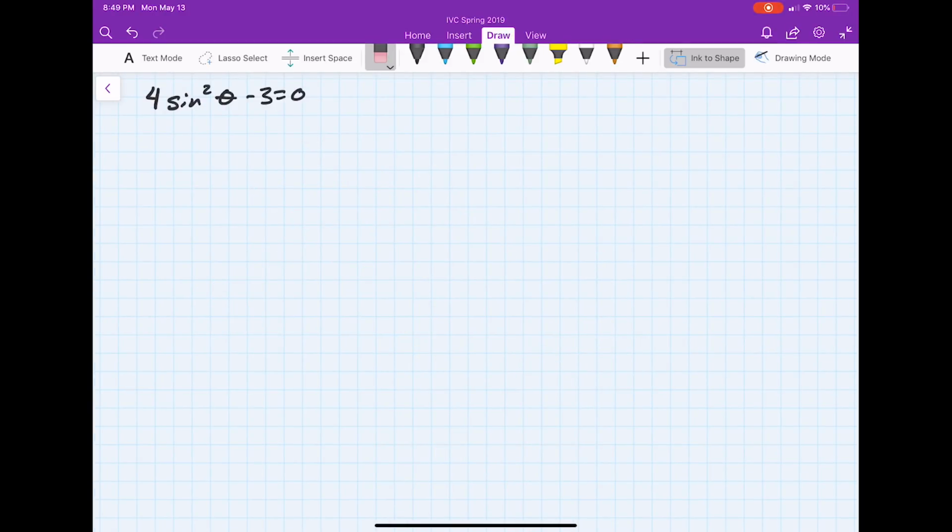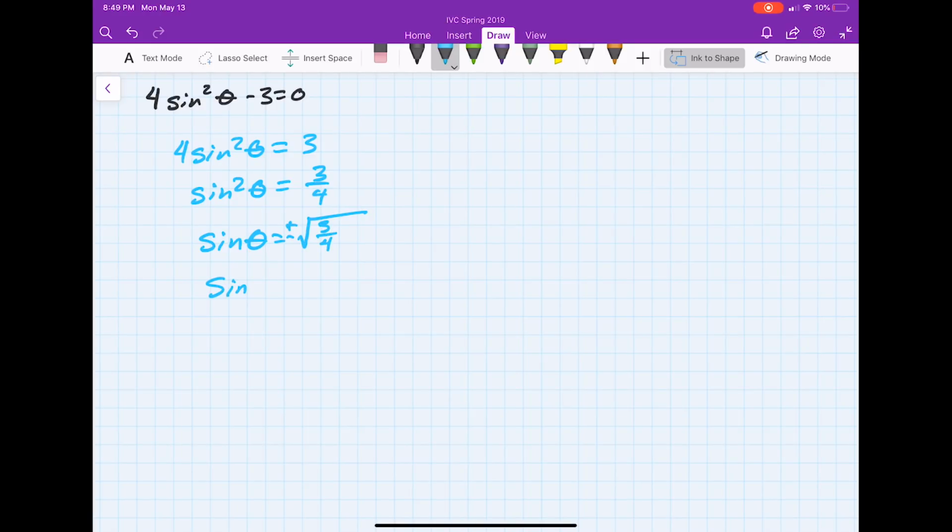Here's another one, a similar idea. We're going to find out where it happens on just one cycle. I missed that in the directions there, but that's what you're supposed to do. So this transitions to 4 sine squared theta equals 3, and then you bring the 4 over, and you end up with sine theta equals plus or minus the square root of 3/4. Well, that reduces to sine theta equals plus or minus the square root of 3 over 2.